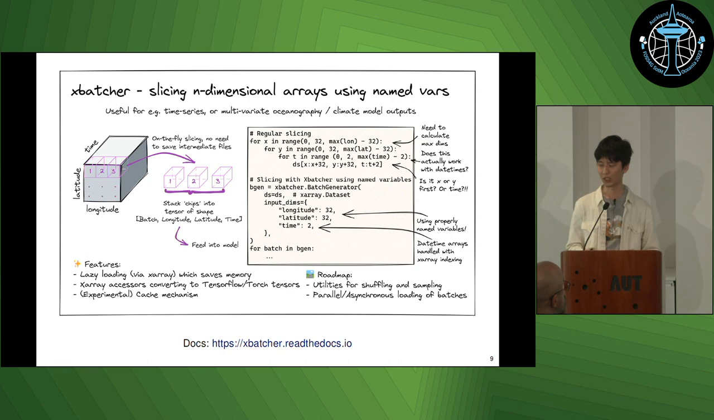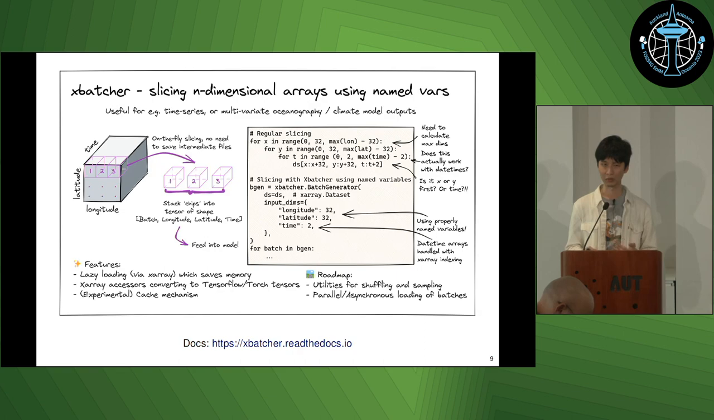So xbatcher, you can slice using proper names, and it handles datetimes. So those are some of the things you get for free with using the Xarray model. It features lazy loading, which saves a lot of memory. There are convenience accessors, Xarray accessors, converting to TensorFlow or Torch tensors. And there's also an experimental cache mechanism on the main branch now of xbatcher. So if you do want to save those intermediate output products to a cache, it's possible to do that.